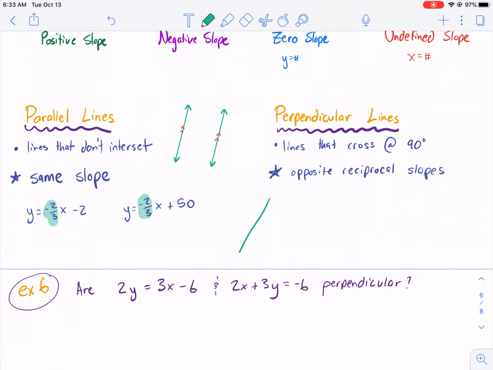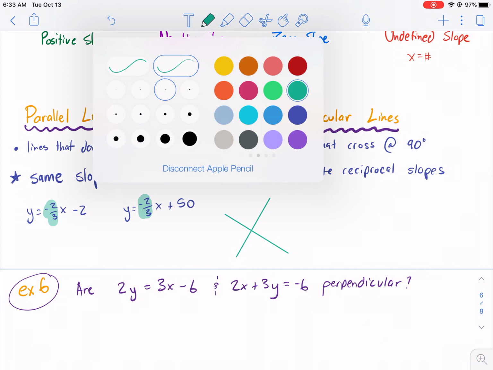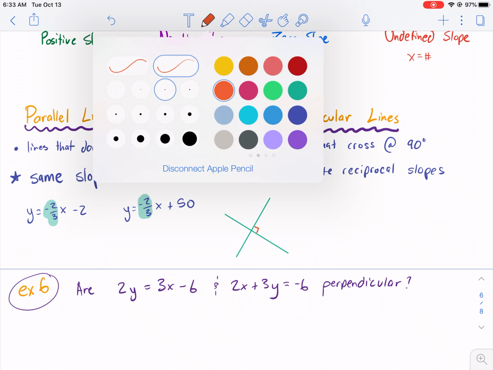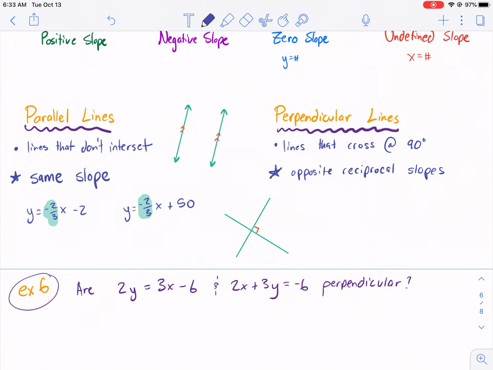So first I'm going to draw a diagram. We're going to have something like that. We're going to have something like that, and they need to form 90 degrees. So they're going to form a 90-degree angle in there. Opposite reciprocal slopes. Let's talk about that. So let's use our same example, negative 2 over 3x. Let's make it plus 3 this time.